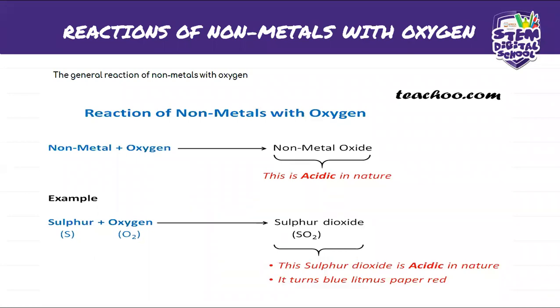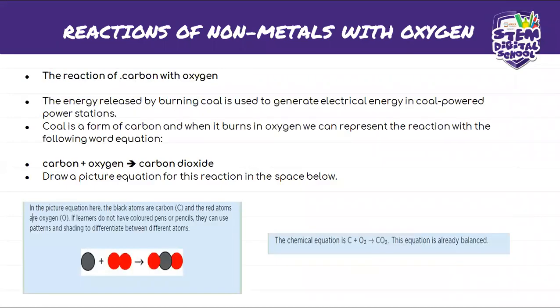Okay. So now let's look at the reaction of carbon with oxygen. Remember, carbon is what? A non-metal reacting with oxygen. Okay, the energy released by burning coal is used to generate electrical energy in coal-powered stations. So remember, coal is a form of carbon, and when it burns in oxygen, we can represent the reaction with the following equation.